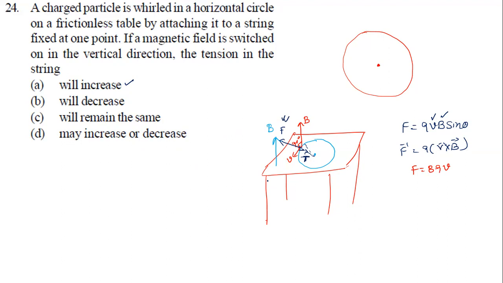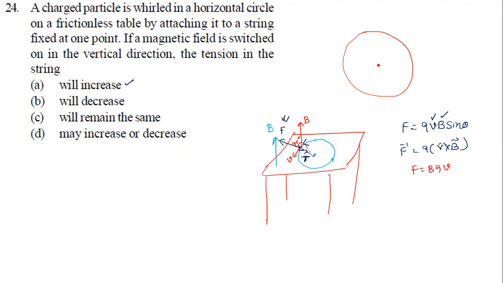Now look at it. Sir, what if it is moving in the opposite direction? Initially you have taken the clockwise direction; now the anti-clockwise direction. If it is anti-clockwise, the velocity will come in the opposite direction. Let me indicate somewhere here.